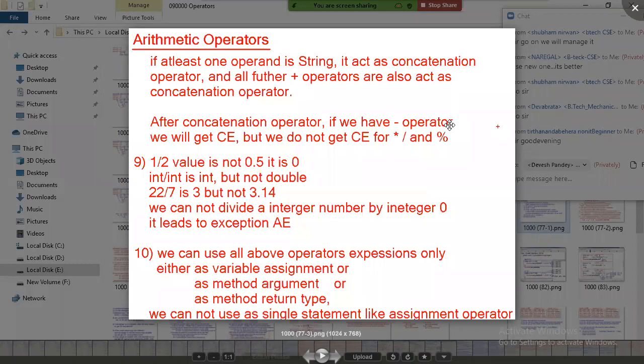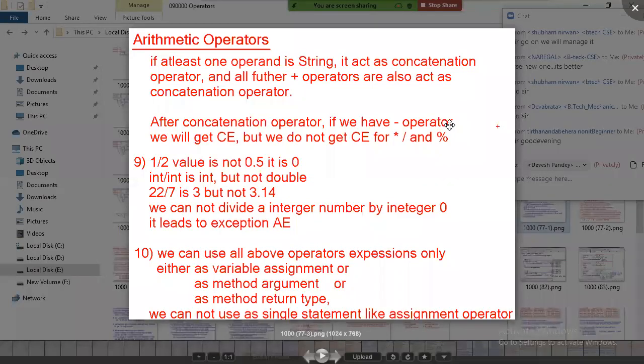After a concatenation operator, if we have a minus operator, we will get a compile time error, but we don't get a compile time error for into, division and modulo. 1 by 2 value is not 0.5, it is 0. Int by int is int, but not double. 22 by 7 is 3, but not 3.14. We cannot divide an integer number by integer 0. It leads to an exception, arithmetic exception.